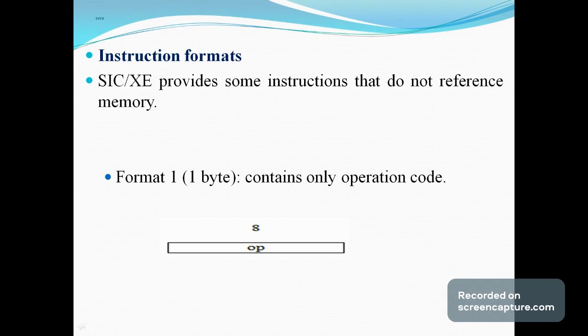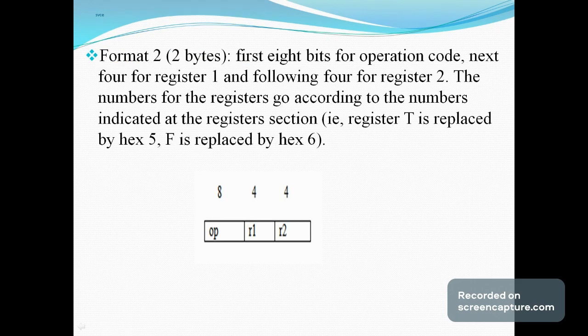Instruction formats: SIC provides some instructions that do not refer to memory. There are four formats: format 1, format 2, format 3, and format 4. Format 1 consists of 1 byte which contains only the operation code. Format 2 is 2 bytes, that is 16 bits: the first 8 bits for opcode, the next 4 for register 1, and the following 4 for register 2. The numbers for the registers go according to the register section.